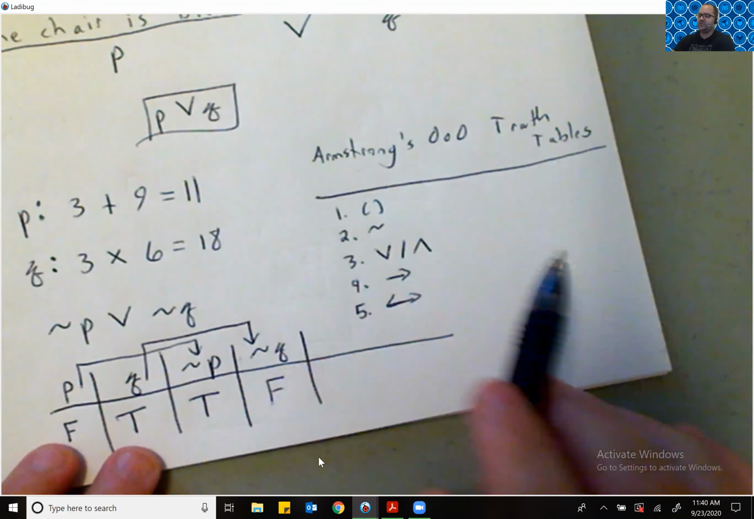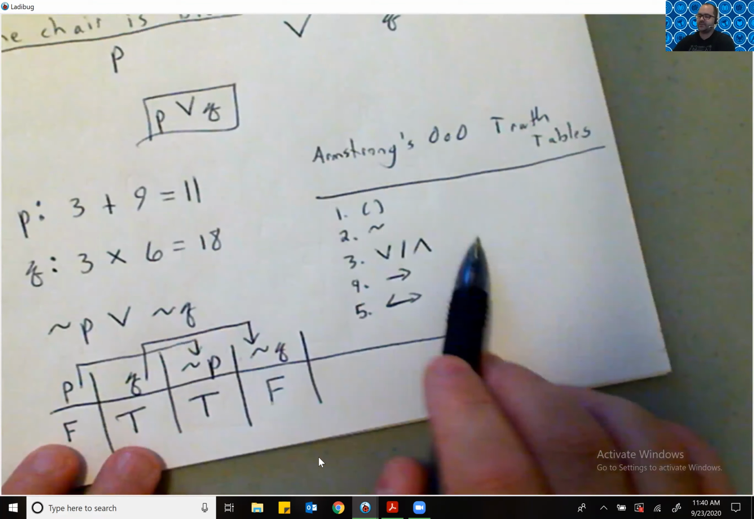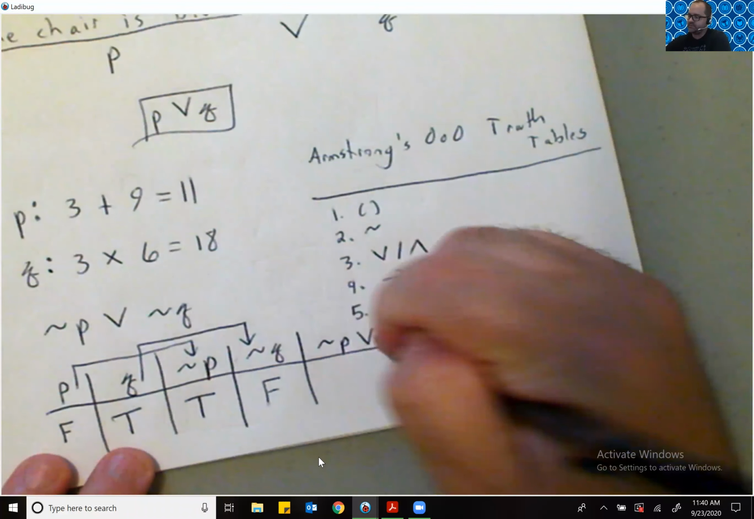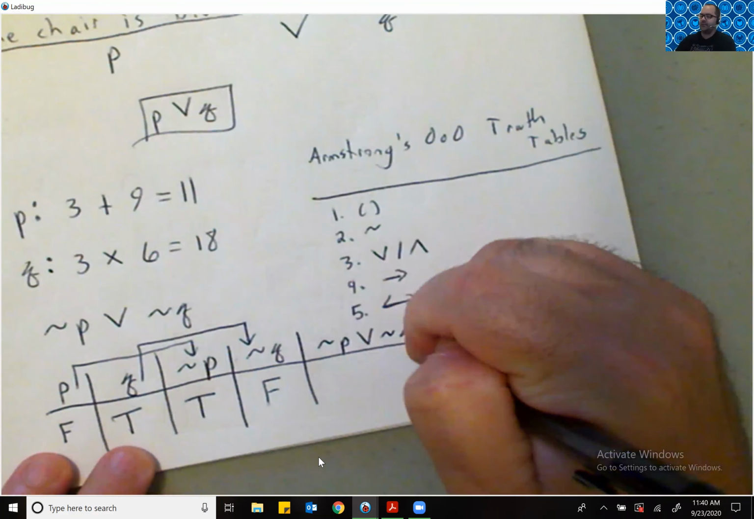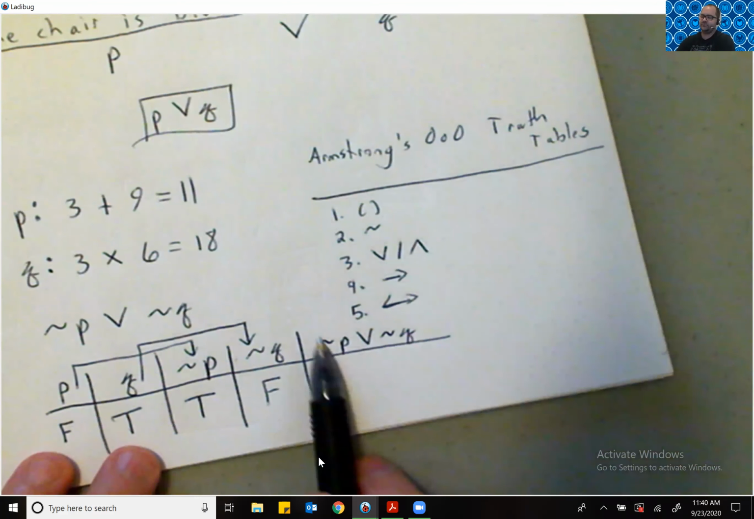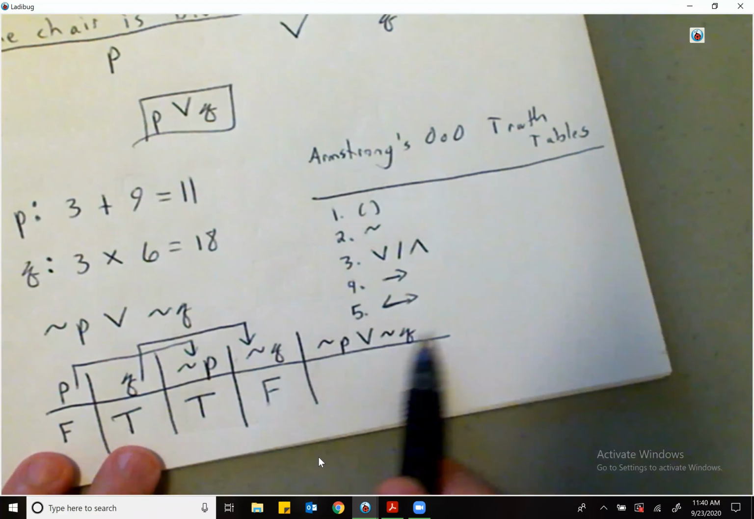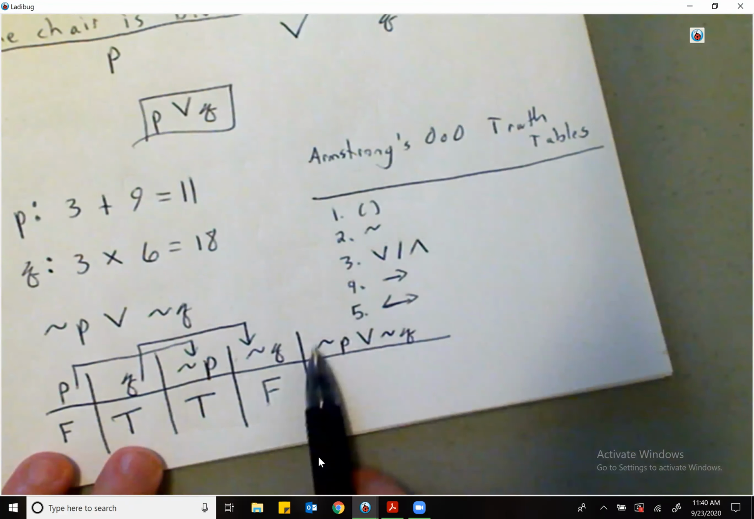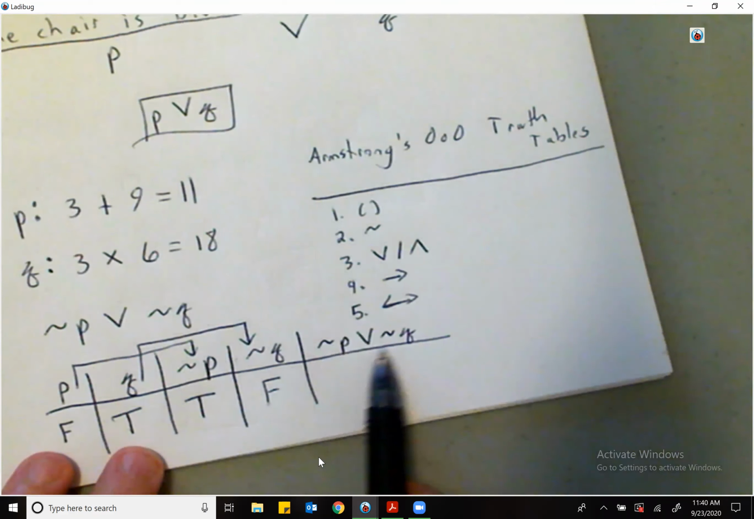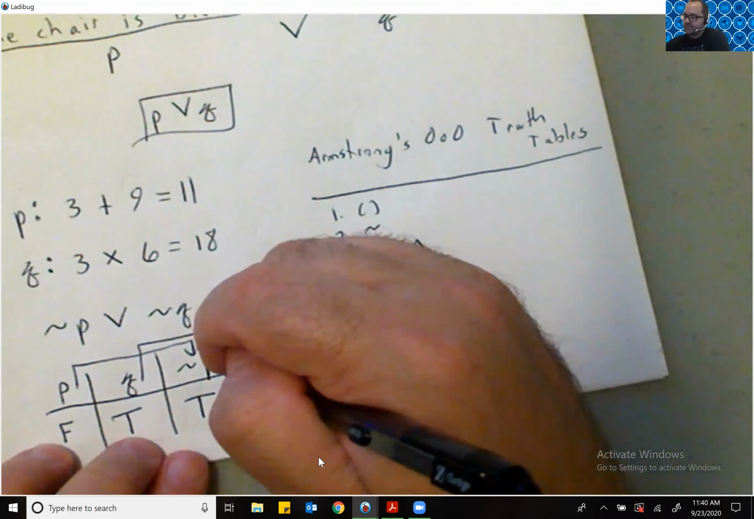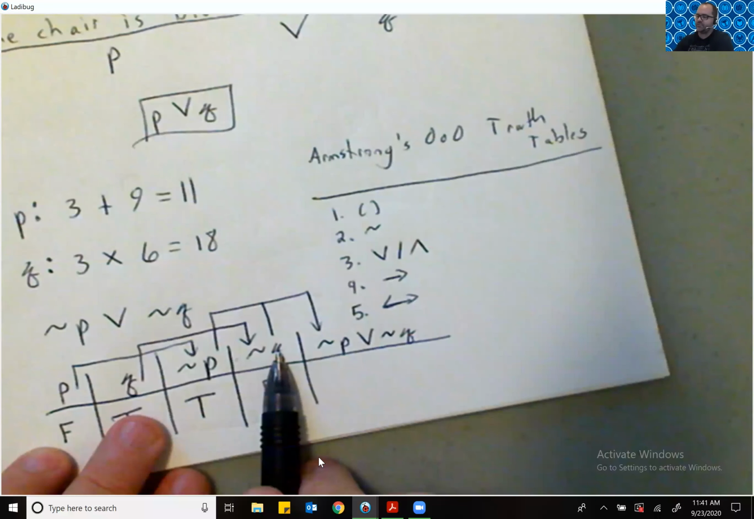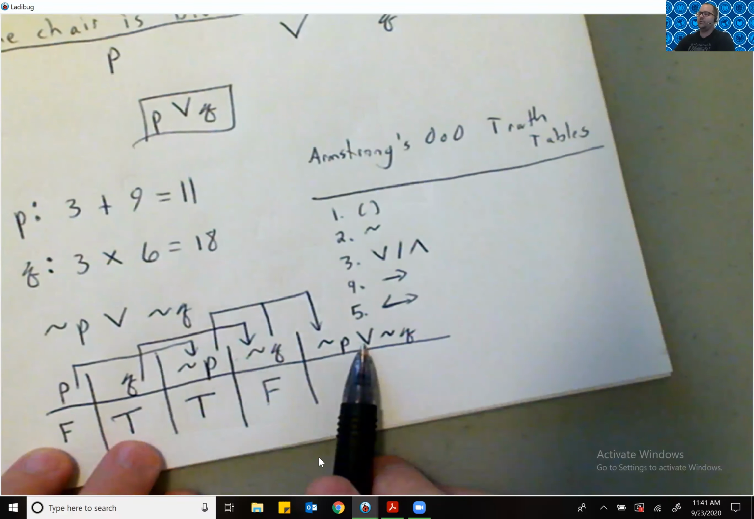Now we're going to move on. Do we have ands and ors? Absolutely, we have an or. So now we're going to answer the whole statement. Which two columns are going to help me answer the or? Which two columns do I need to look at? The second two, the ones we just made. Yes, the negate P and the negate Q will help us answer this. Now, ors are only what when what?